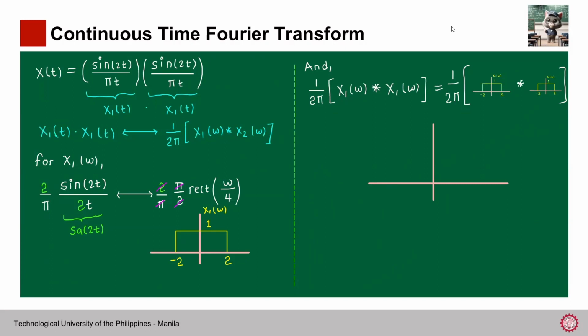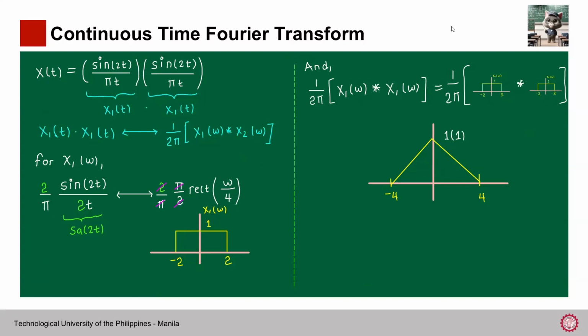Ang umpisa niya -2 plus -2, so we'll start with -4. Yung dulo naman 2 plus 2, so it means we will end at +4. And then this would become a triangular pulse, kung nare-recall niyo pa sa lecture natin ng convolution. Equal duration yan, guys, ha? So, what will be its amplitude? Yung amplitude niya is just simply the product of the amplitudes nung dalawa. Bali, 1 times 1.